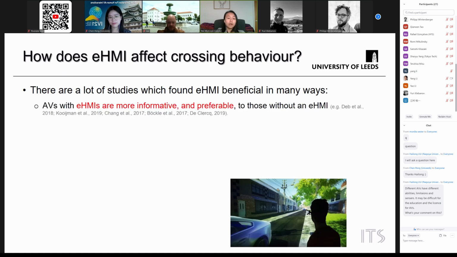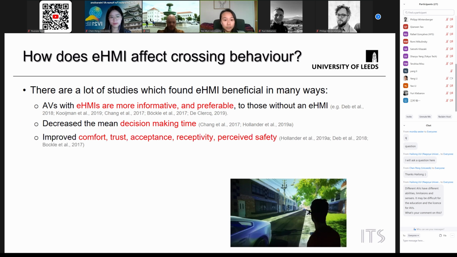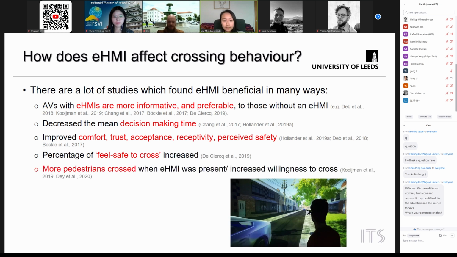So for example, AVs which have eHMIs are deemed to be more informative. They're more preferable to those without an eHMI. It also decreased the mean decision-making time, so people make decisions a bit quicker when there's an eHMI. And it improved comfort, trust, acceptance, receptivity, and perceived safety for the pedestrians, so people feel subjectively better when it comes to interacting with an AV with the eHMI. The percentage of people who feel safe to cross increased, as well as more pedestrians being willing to cross when an eHMI was present. So there are various benefits of eHMIs.